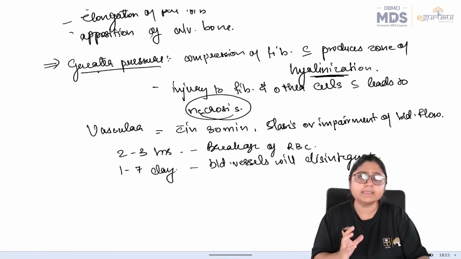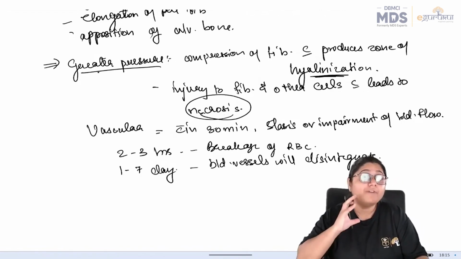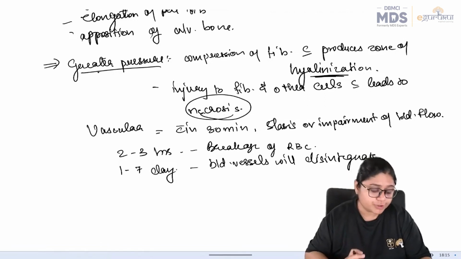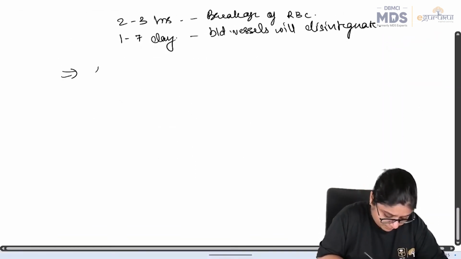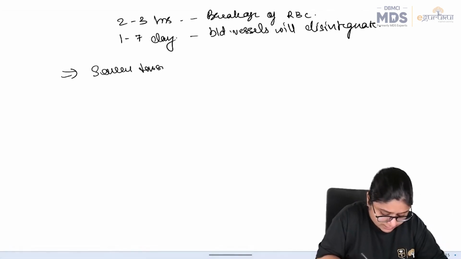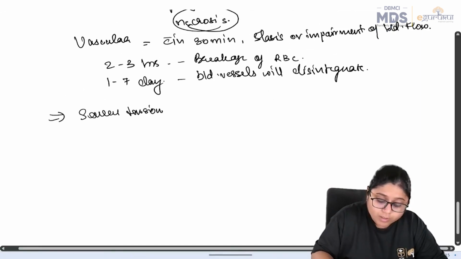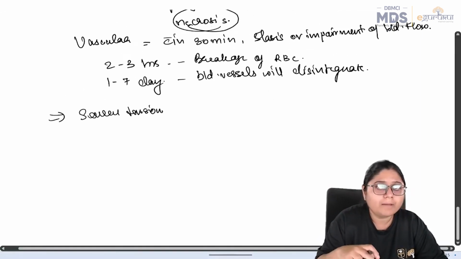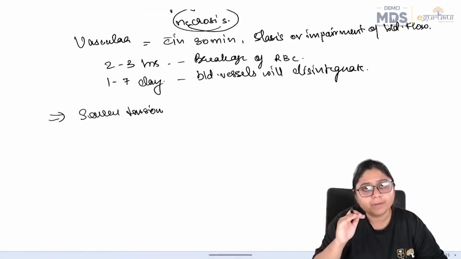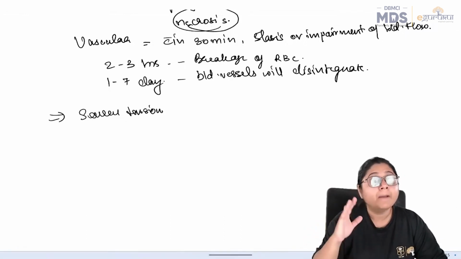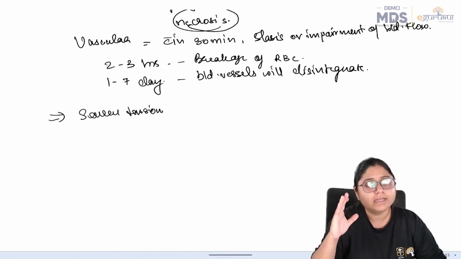Zone of hyalinization is seen because of the vascular changes occurring in the tissue. Now, in the area of severe tension, because of necrosis, what will happen? Necrosis means there will be degeneration of bone and there will be bone resorption. So finally, because of excessive pressure, there is bone resorption.